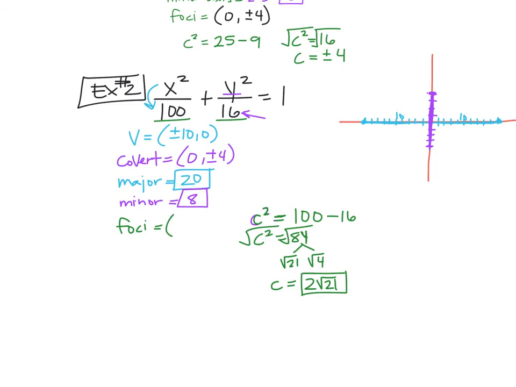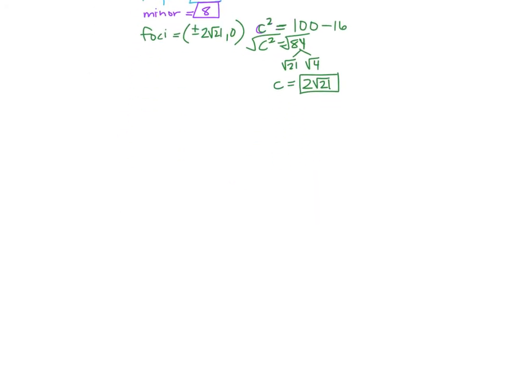So technically, if that's my c, my foci then would be, because remember, I never drew my ellipse in. Let me draw the ellipse real quick. My foci are going to be on the x-axis. So it's going to be plus or minus 2 rad 21, 0. And that will be my foci. If you were to plot that, it ends up being somewhere in the 9s. So they're way out here in this problem. Okay, so that's what you're doing there. All right, last type, there's 3 of these, and then we're done.